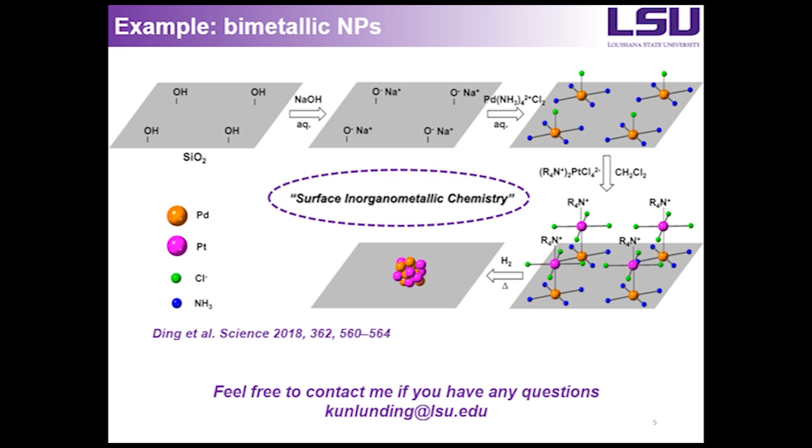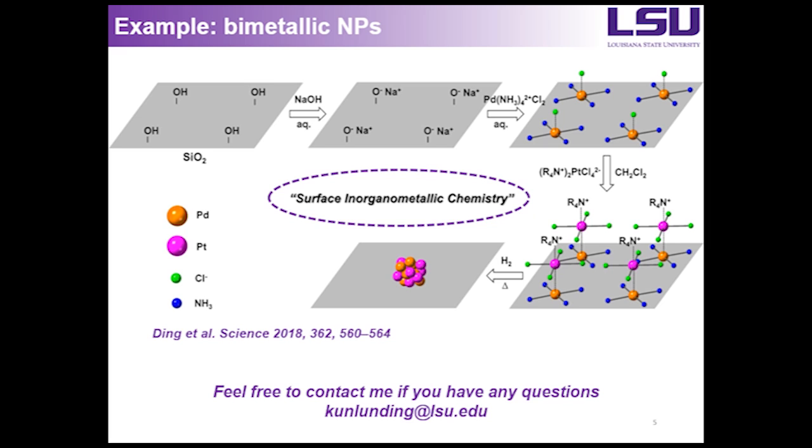What we did over here is that we first modified the surface and adsorb the metal cation species on the surface, and then you introduce the metal anions. The metal anions are gonna target the metal cation. They're gonna form the double complex salt on the surface. So this is what we call the surface inorganometallic chemistry.